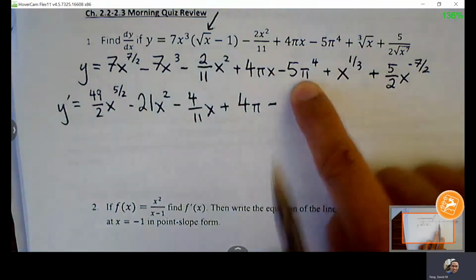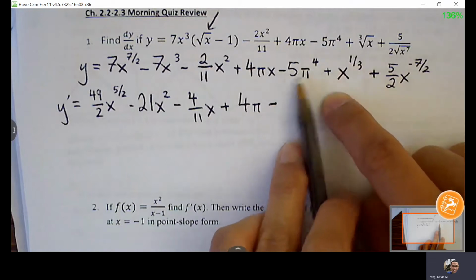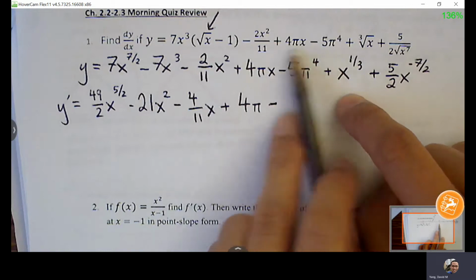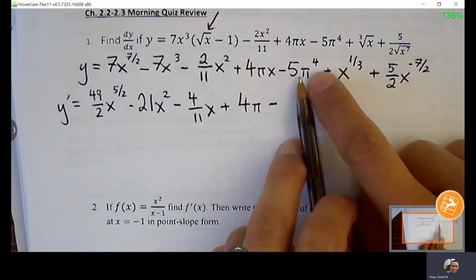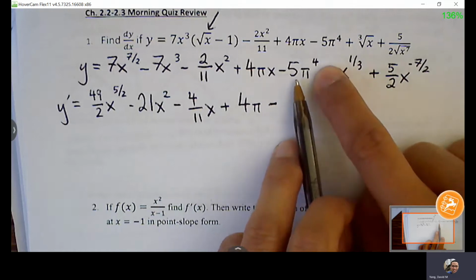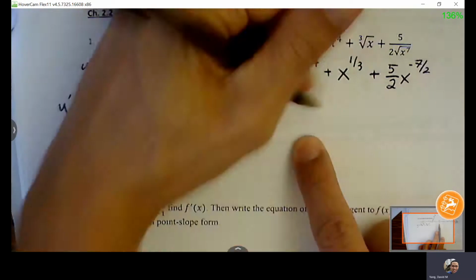5 pi to the fourth, this is a little misleading. This looks like we do power rule here, but pi is just a number. So this is 5 times 3.14 to the fourth. That's just a large number. And we know that's a constant, so a constant's derivative is 0, right? If you were to graph a constant, that's just going to be a horizontal line. A horizontal line has no slope, or slope 0.